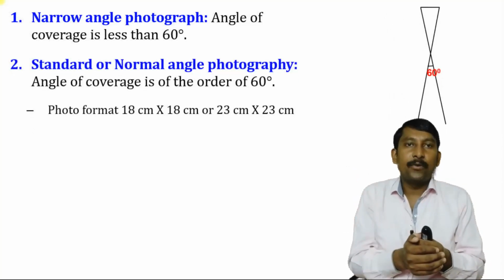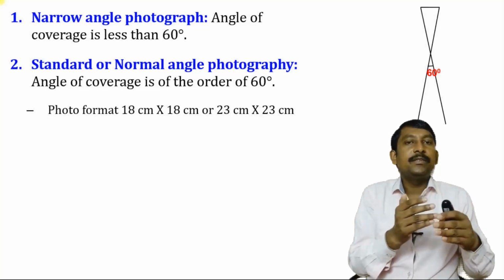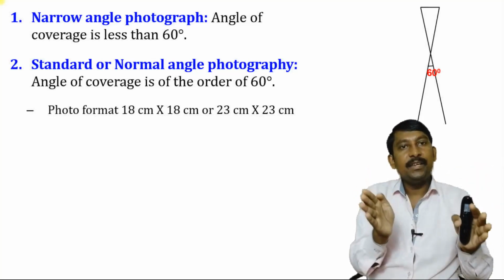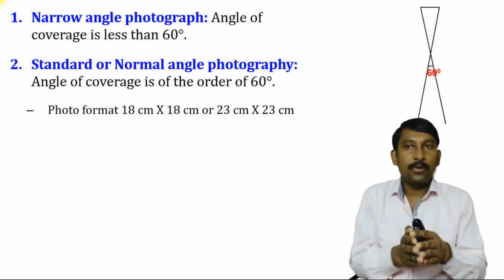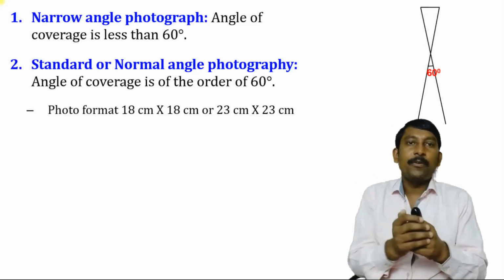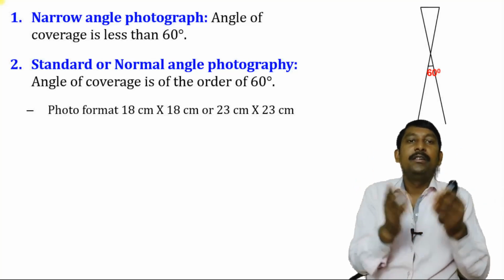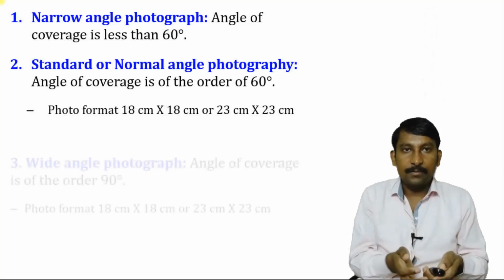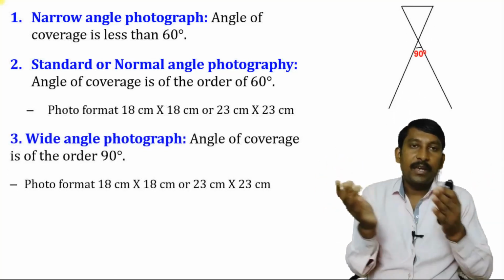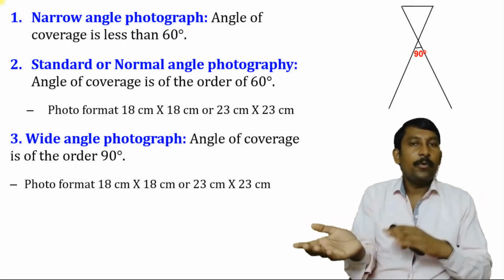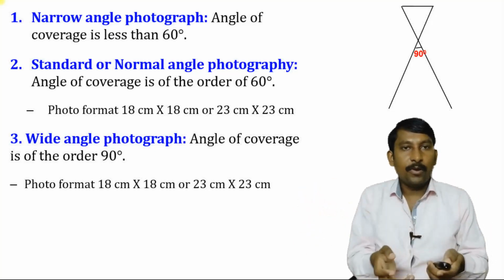Standard or normal angle photographs: angle of coverage is of the order of 60 degrees. If the angle of coverage is 60 degrees, it's called a normal photograph or standard photograph. Photo format of the standard photographs is 30 centimeter by 30 centimeter or 23 centimeter by 23 centimeter. Wide angle photographs: angle of coverage is of the order of 90 degrees. Photo format is the same as normal photographs.